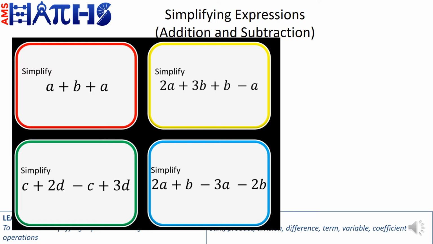So we have 1a here, we have 1a here. We need to add these two together because they're both a. So 1a plus 1a will give us 2a's. We're only left with b, which is a positive b, so therefore it becomes just plus 1b.